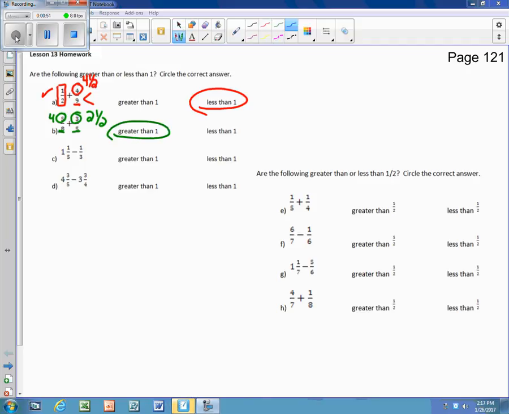When I look at this one, I'm going to ignore the 1 right now. I have 1/5, and 1/5 is smaller than 1/3. So this number is larger. So to subtract it, I would need to borrow from 1 and get a 0. Now that I'm going to 0, I know that I'm going to be less than 1.